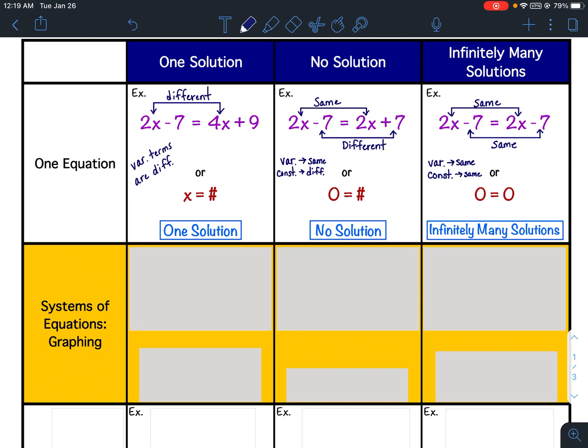All right, so we've talked about how there's going to be one solution, no solution, or infinitely many solutions. So we go by these columns. This would be the one solution, no solution, and infinitely many solutions column. So one solution. That's when you have intersecting lines.